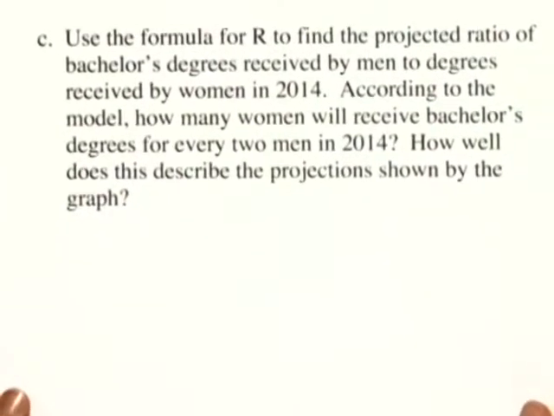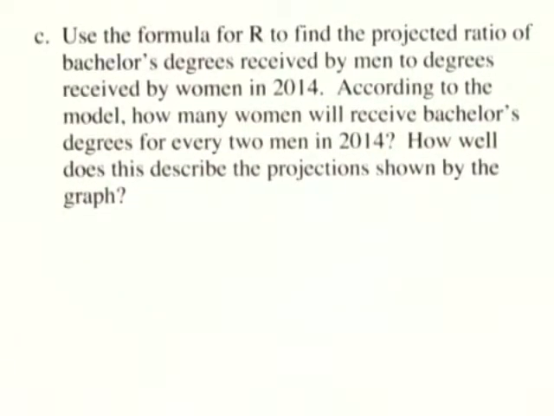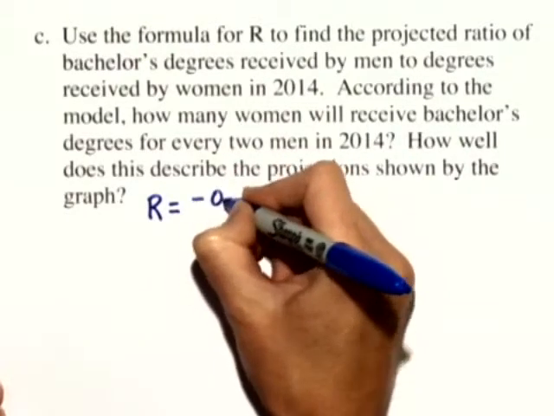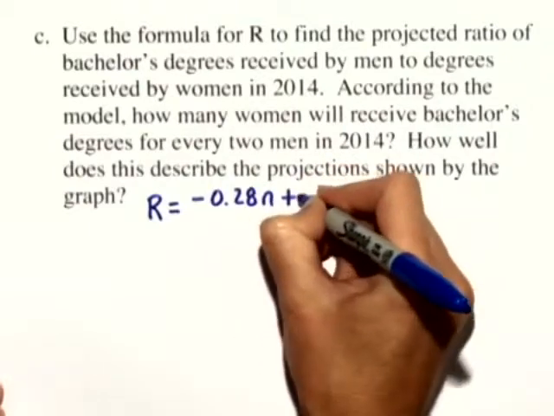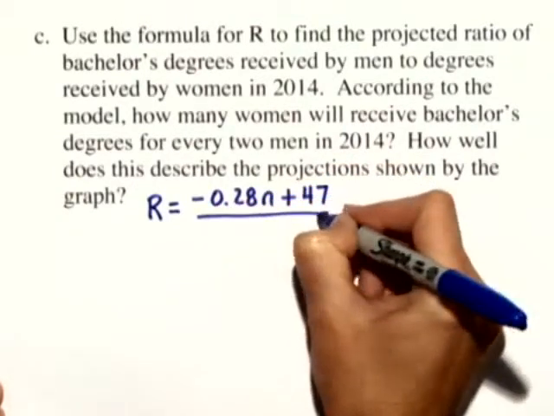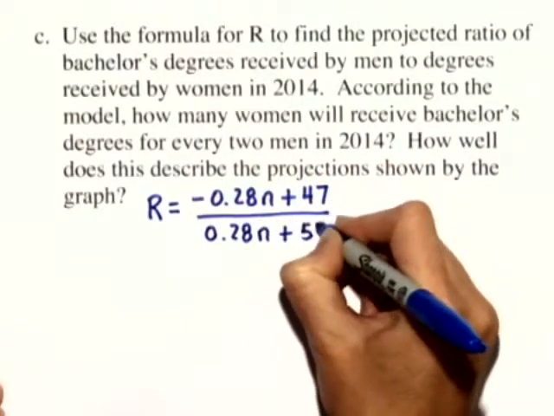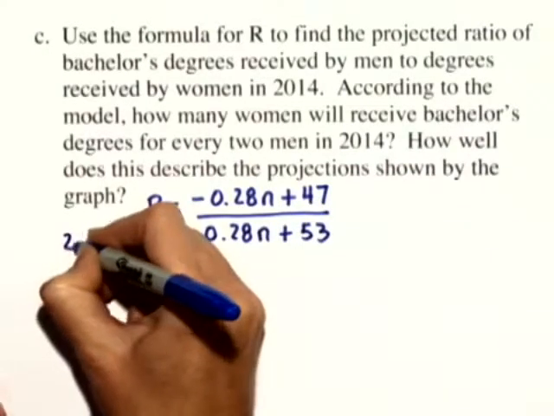Now, in Part C, we want to use that formula R to find the projected ratio of bachelor's degrees received by men to degrees received by women in 2014. According to the model, how many women will receive bachelor's degrees for every 2 men in 2014? And how well does this describe the projections shown by the graph? First, let's rewrite the ratio that we just wrote in Part B. R equals negative 0.28n plus 47 divided by 0.28n plus 53. We're looking at the year 2014 in this case.